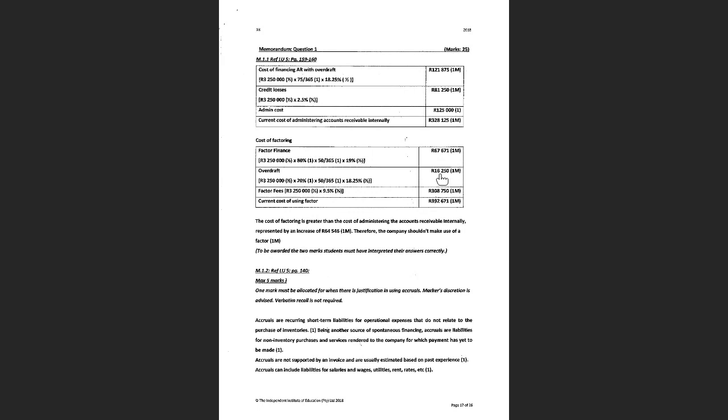I will still have an overdraft, because remember, the factor is only advancing me 80%, which means the remaining 20% I am still funding exactly in this method over here. So 20% of my annual sales also multiplied by 50 over 365, I will still be paying 18.25% to finance the other 20%. Then I will have factoring fees, which are 9.5% of the total credit sales. And then that is my total current cost of factoring.